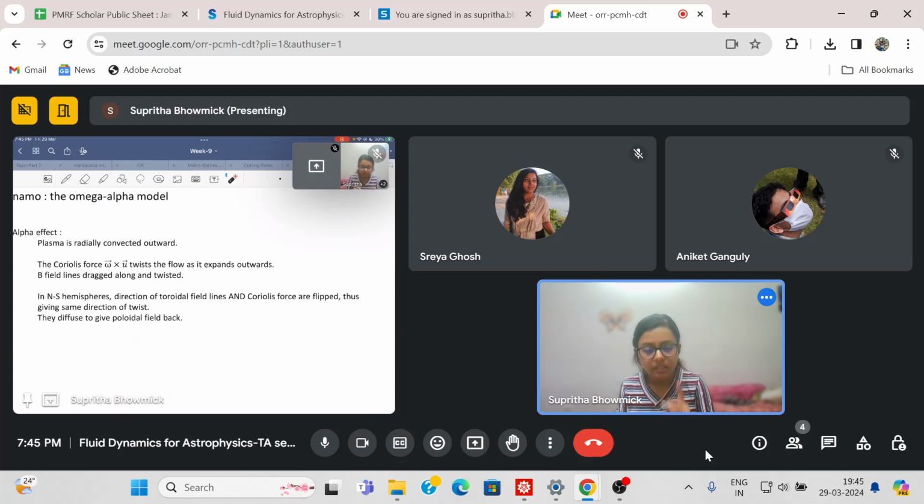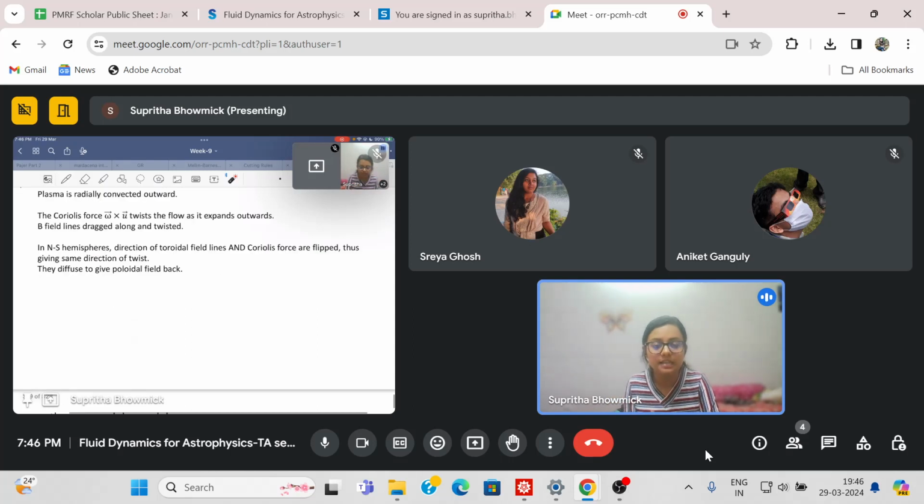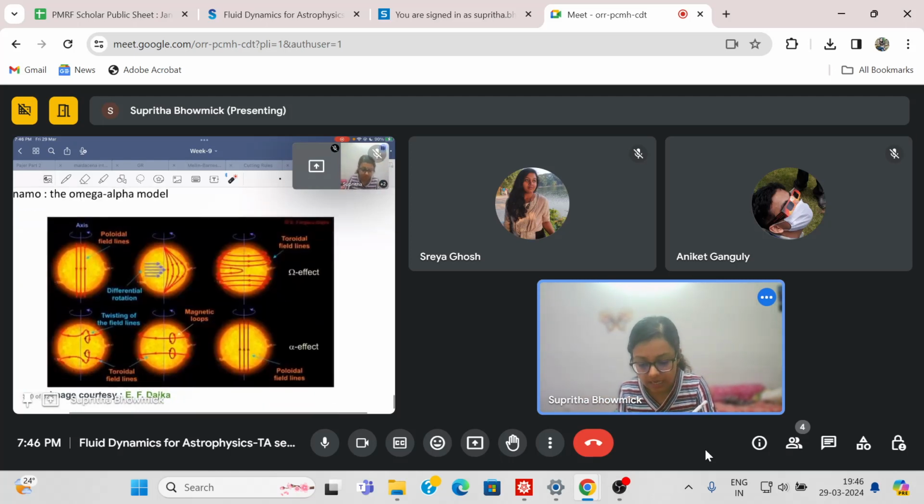So what happens? Because this plasma parcel is experiencing a Coriolis force as it is traveling outwards, as it is being convected outwards from the interior of the sun, it is experiencing some twisting.